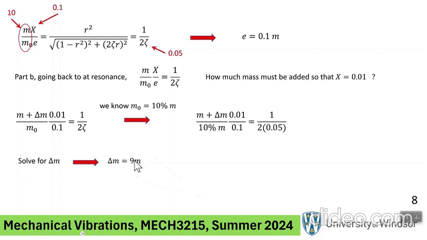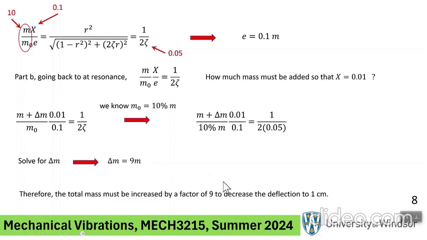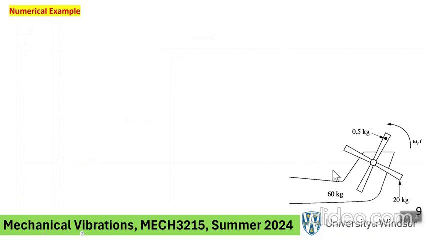In other words, whatever the mass of the machine is, make it 9 times bigger. So the mass of the machine, the total mass, must be increased by a factor of 9 so that your level of vibration of the machine, that rectangular block, comes to 1 centimeter from 10 centimeters. I mean, that may not be possible, but anyway, that's a theoretical solution.